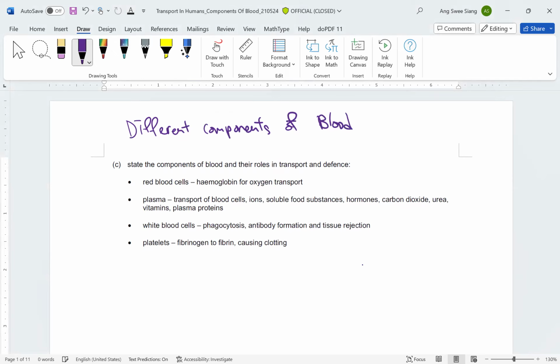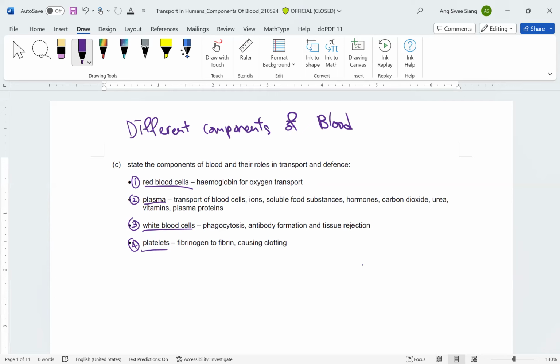So what are the different components that you need to know for your syllabus? This is copy and pasted from the syllabus document. So you need to know, first, red blood cells. The second component is plasma. Third is white blood cells. Fourth is platelets. So we are going to look at each of them in detail.